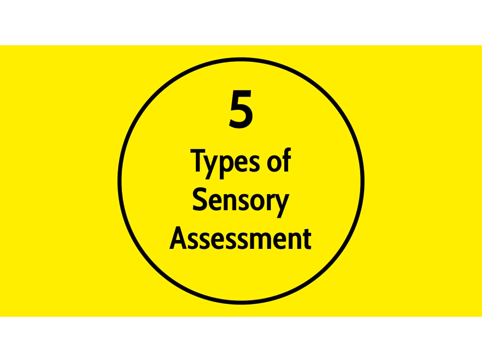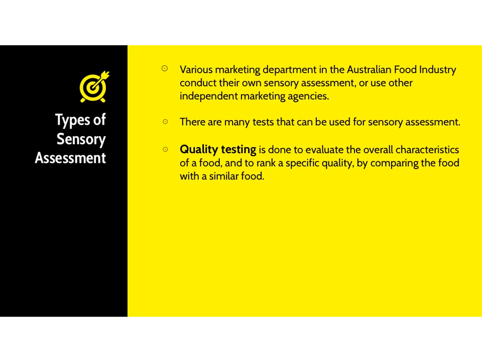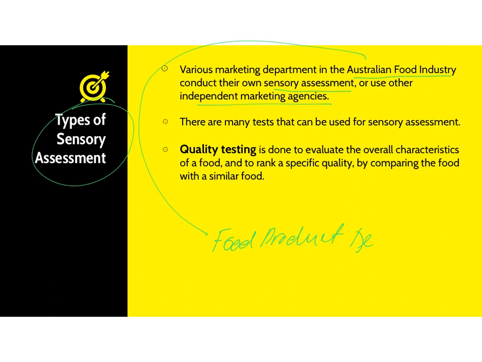So now we're going to be moving on to the next section of slides, which is the types of sensory assessment. Now, there are various marketing departments in the Australian food industry who conduct their own sensory assessment, or others use independent marketing agencies. So sensory assessment is a big part of food product development. And when we look at food product development in Year 12, it is part of the HSC course, we will learn about how sensory assessment is a critical step in the food product development process. Now, there are many tests that can be used for sensory assessment, and we're going to look at some of those different tests in the next few slides.